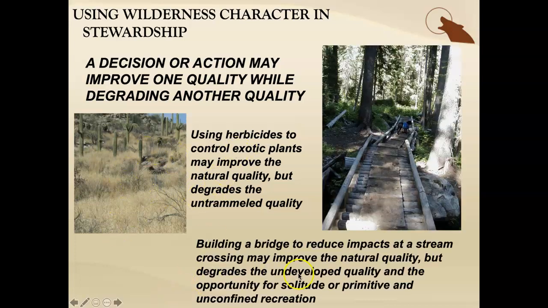Building a bridge might reduce impacts at a stream, so that's going to maybe improve the natural quality, but the presence of the bridge degrades the undeveloped quality of wilderness character, but also it degrades the opportunities for solitude or a primitive unconfined type of recreation because it's a facility that decreases self-reliant recreation. So those are just a couple examples of decisions or actions that might degrade one quality of wilderness character while improving another. As we saw before, there might be actions that degrade multiple qualities of wilderness character.